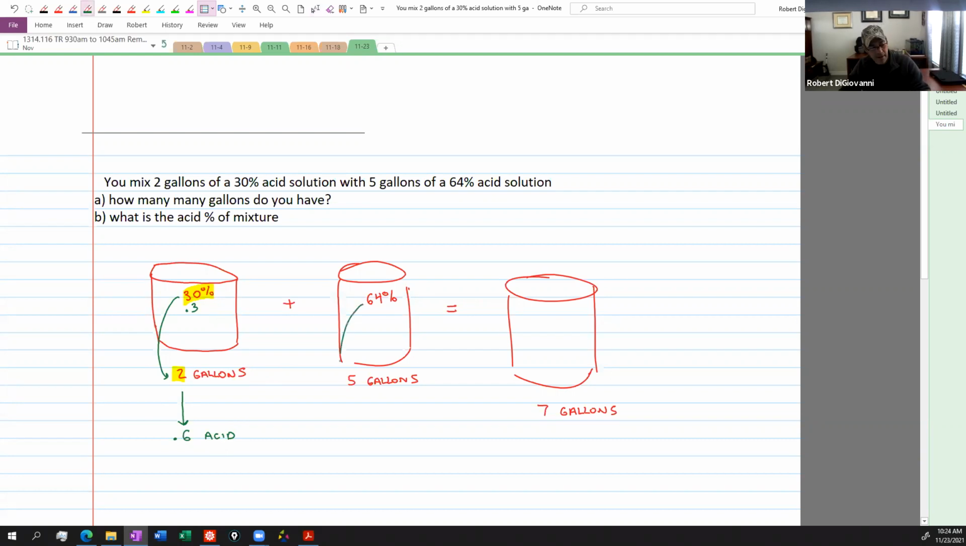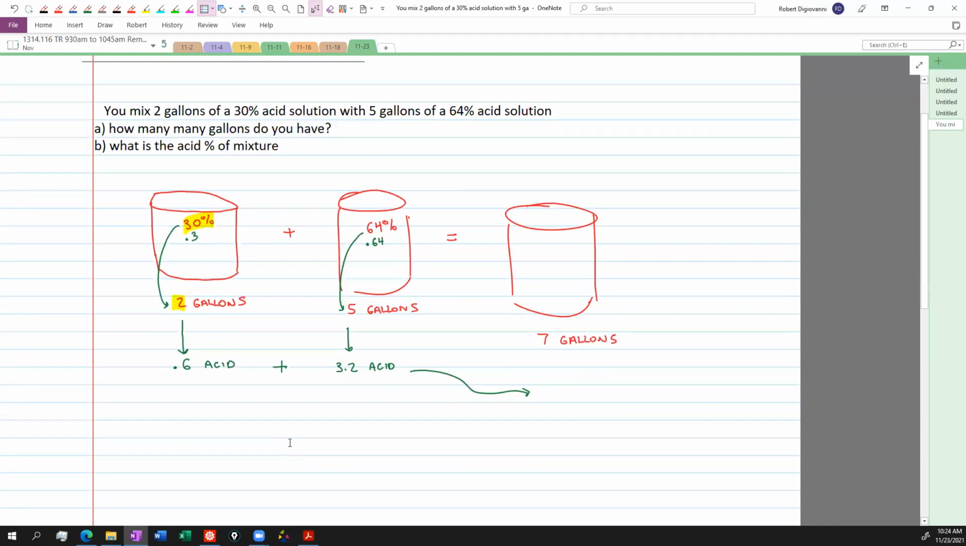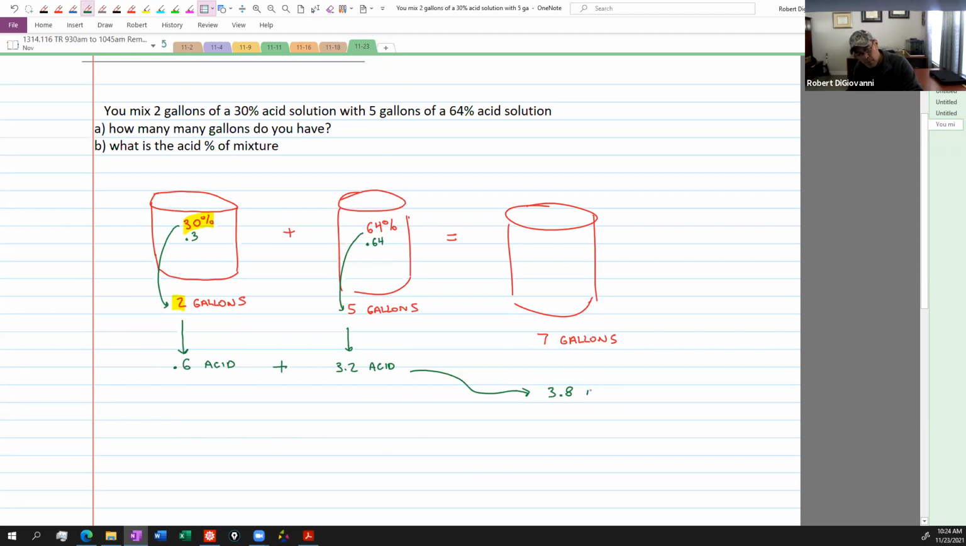If we do the same thing here, use 0.64, multiply that times 5, you get 3.2 gallons of acid in this one. So now add those 2 up. What do those add up to be? How much acid is that total? Those added, it's 3.8. So we have 3.8 gallons of this that is acid, right?